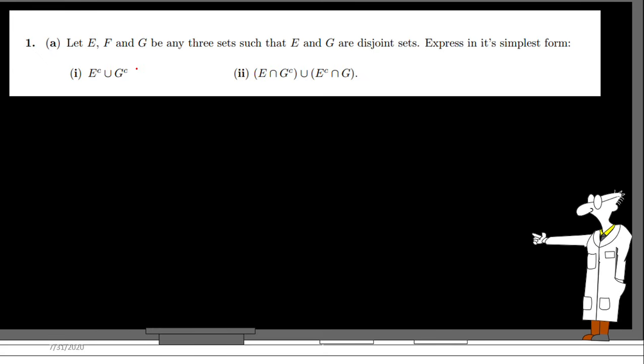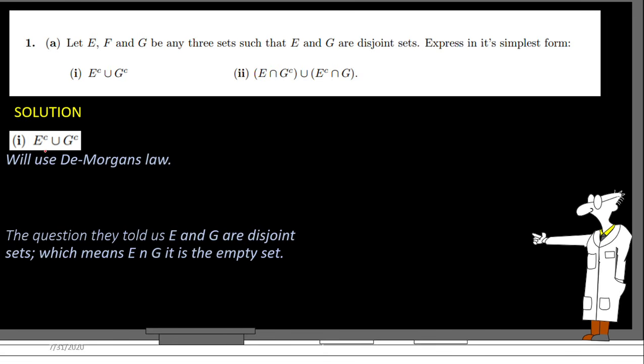So this is simple indeed. You can write E complement union G complement. So we just use what we are calling De Morgan's law. We learned De Morgan's law. So in this E complement, writing this with De Morgan's law, this one will change. It will change to intersection, right? E complement intersection G complement. So take note of this.